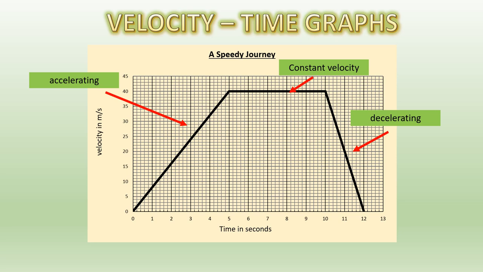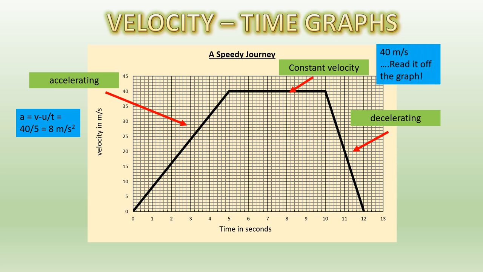We can again get lots of information off here. So to remember, to calculate accelerations, we use change in velocity over time, or V minus U over T. Oh, and look, what speed is it going? Well, I can look anyway. At 3 seconds, I can see it's going about 24 meters per second. Read the graph carefully. Here, it's going at 40 between the time of 5 and 10 seconds. The big thing you can also find is we can find the deceleration, don't forget. Deceleration, acceleration, same thing.